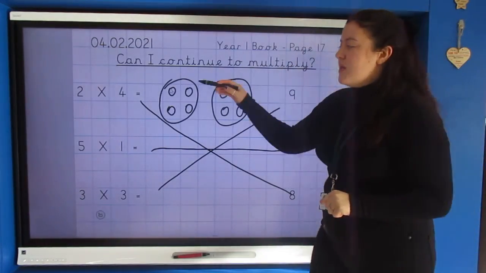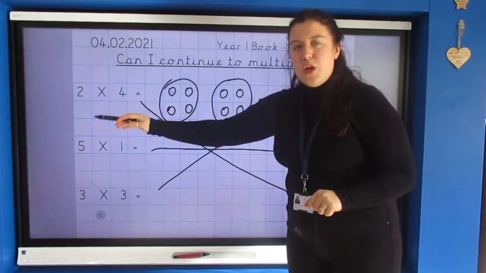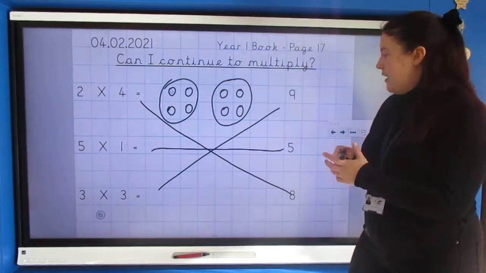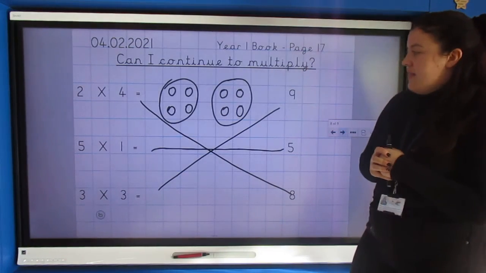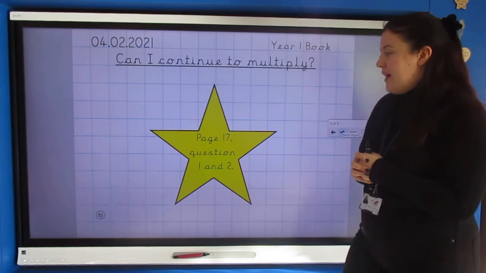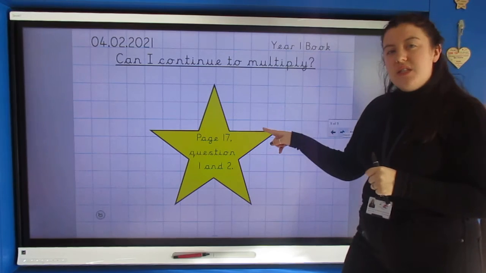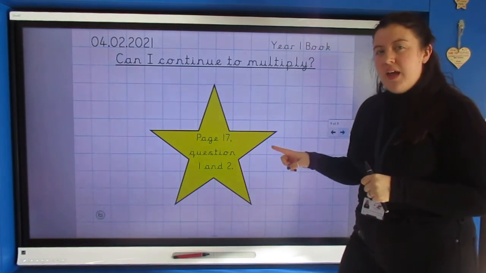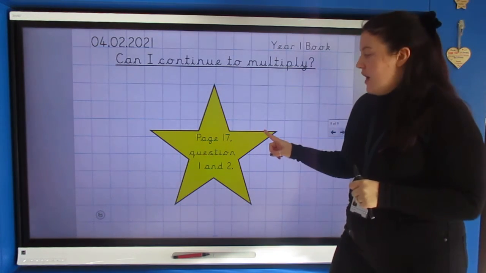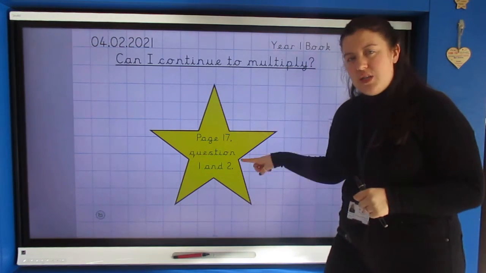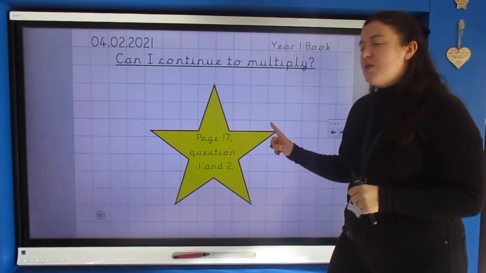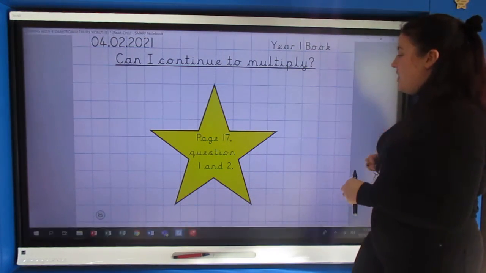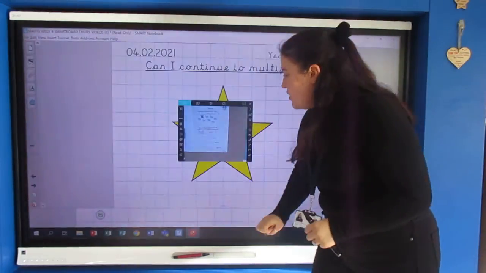Okay? So using your methods to work out the sums in your workbook, you've got to match to the right answer today. Okay? And that leads us nicely onto our activity. Page 17, remember? Question 1 and question 2 today. If you need to pause the video and make note of what your challenge and what your activity is today, do that now so you do the right work, okay? Page 17, question 1 and question 2.